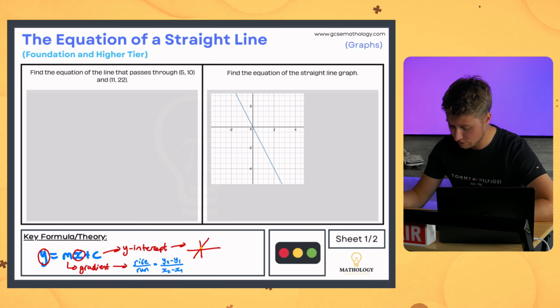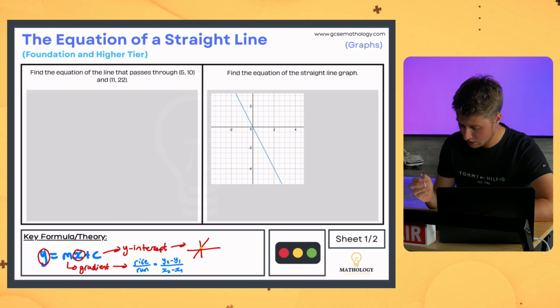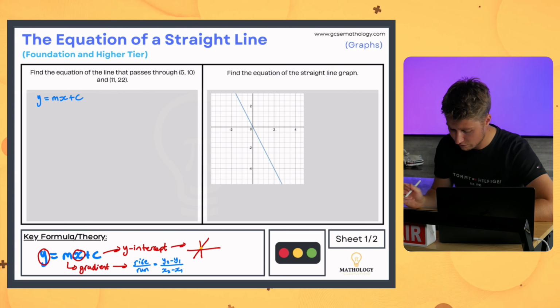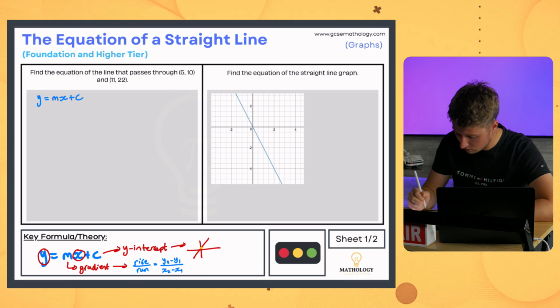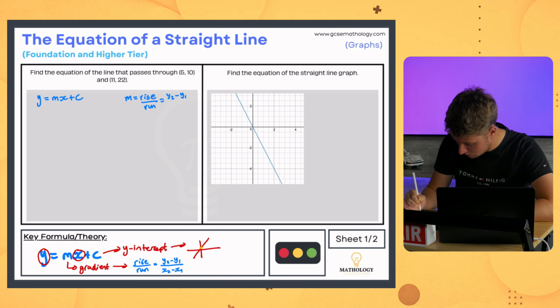So let's have a look at this first question. We need to find the equation of the line that passes through (5, 10) and (11, 22). The first step is to write out the equation of the line: y equals mx plus c. And we need to find out what m is and what c is. To find m, we're going to do the rise over the run, so that's the change in y coordinates over the change in x coordinates.